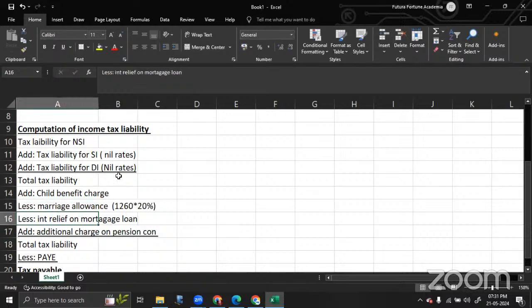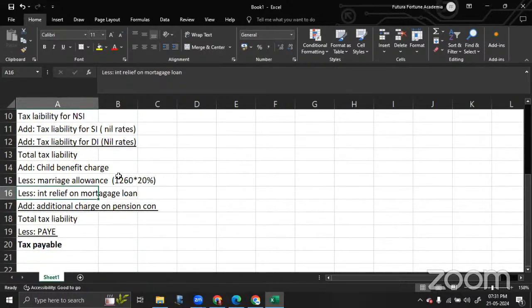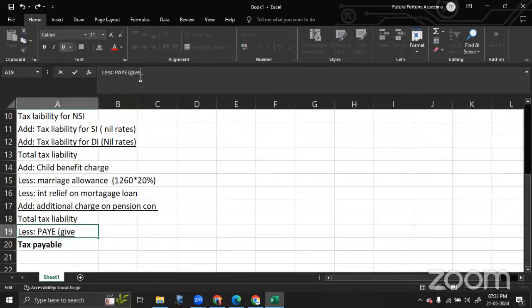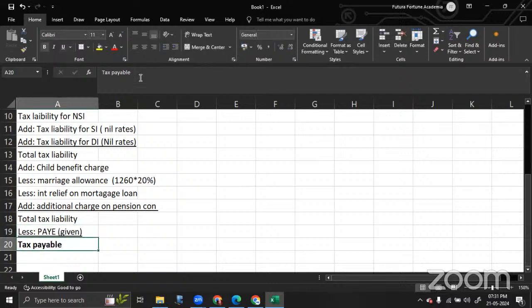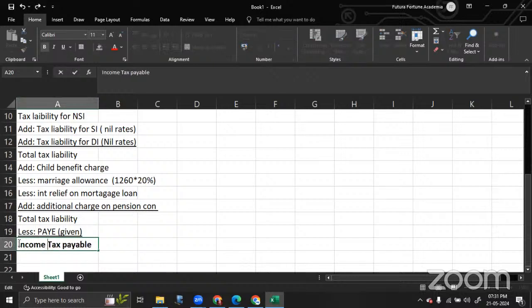Interest relief on mortgage loan for property income, I'll tell you during chapter 6 revision. Additional charge on pension contribution. From this, you have to make a deduction for PAYE. This figure will be directly given in the question. You don't have to do any sort of calculation. That is your income tax payable. I hope that was useful.